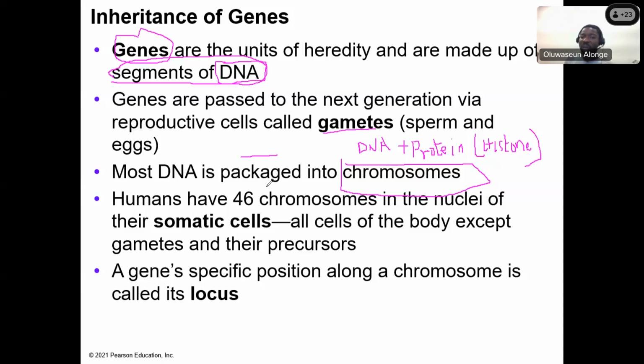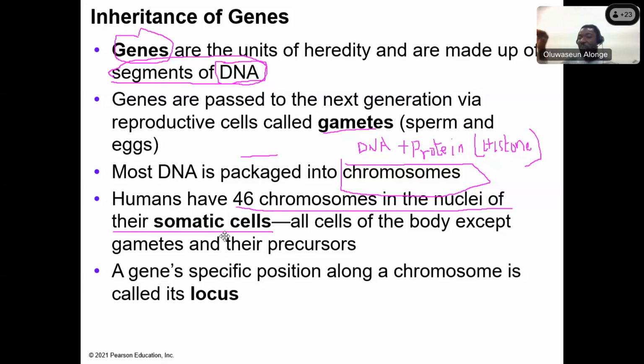Most DNA is packaged into chromosomes. Humans have 46 chromosomes in the nuclei of their somatic cells. Now, in the regular cell that undergoes mitotic division, somatic cells. So in a way, when we look at it, we say mitosis is somatic cells, meiosis is reproductive cells. So that's the way you can tag it in your notes.